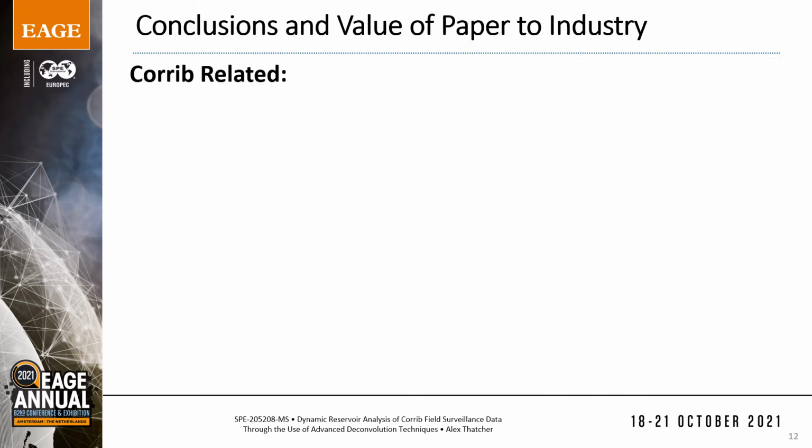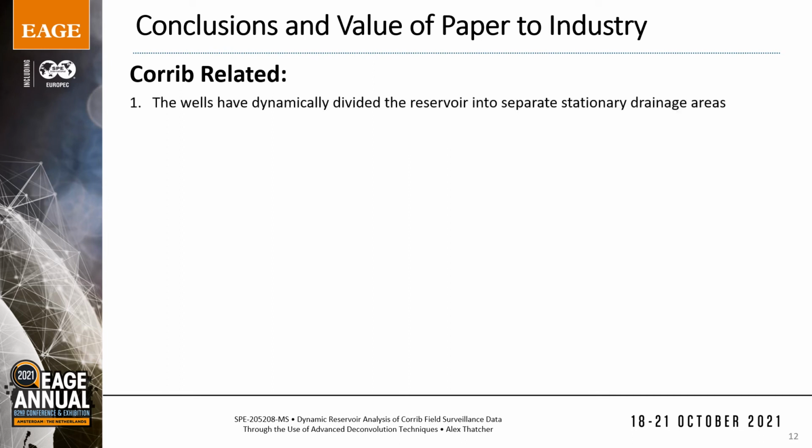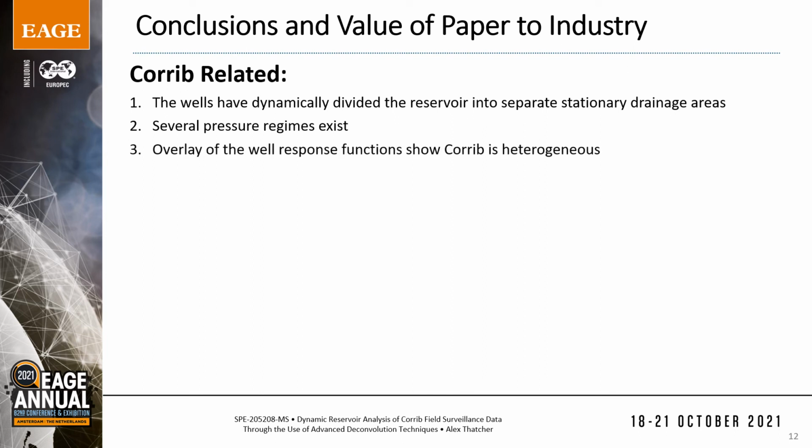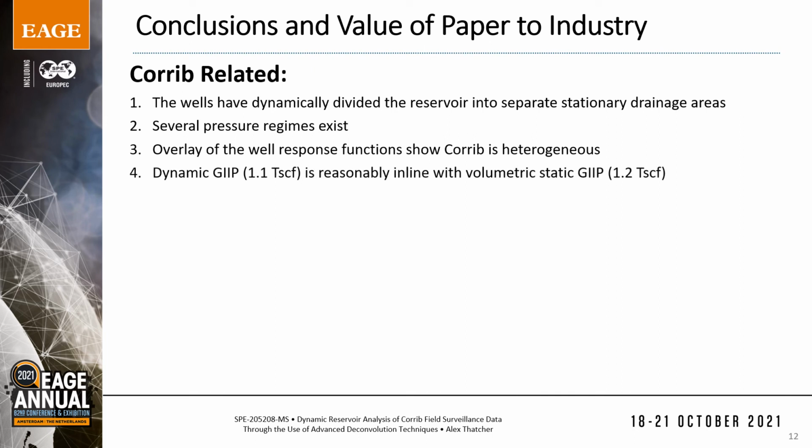Using this analysis workflow, the Corrib-related findings were as follows. The wells have dynamically divided the reservoir into separate stationary drainage areas. Several pressure regimes exist across the field. Overlay of the well response functions shows Corrib is heterogeneous. The dynamic GIP connected to the well stock is 1.1 trillion standard cubic feet, which is reasonably in line with the volumetric static GIP of 1.2 trillion standard cubic feet.